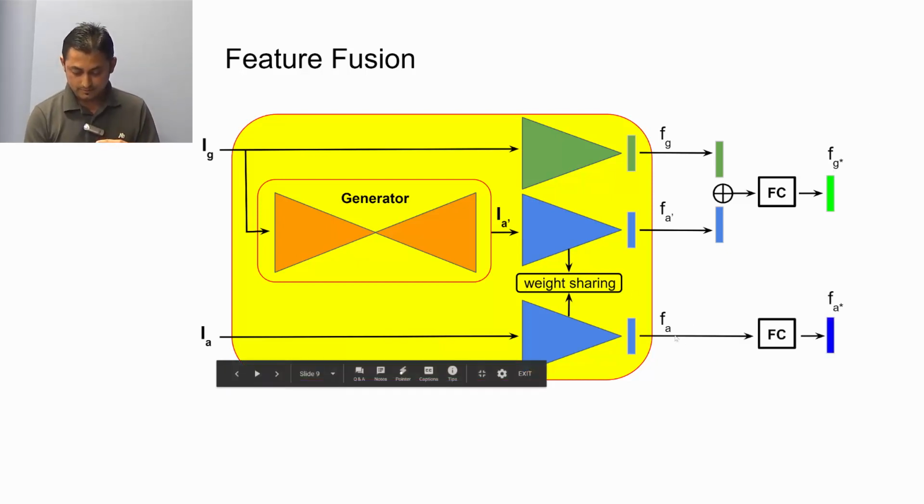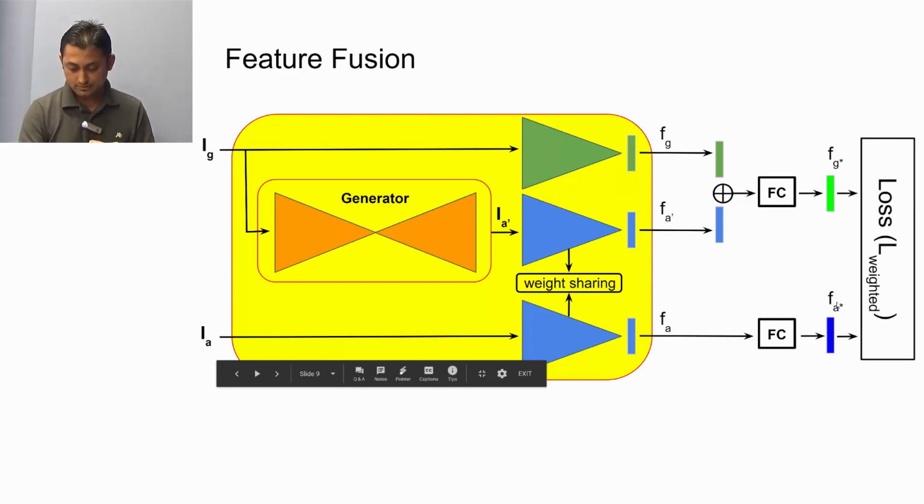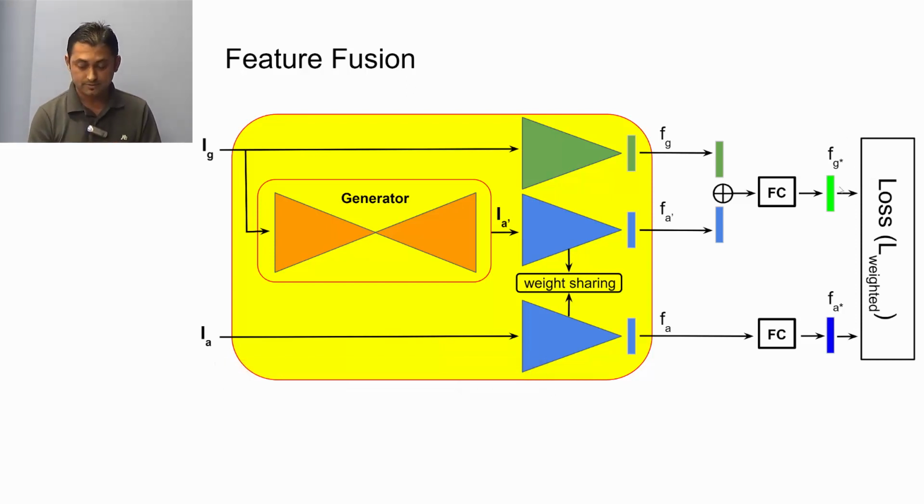Similarly, feature FA was optimized with respect to FA prime and FG, so we pass it through a fully connected layer to learn feature FA prime, and then we train this network to obtain the final features FG star and FA star for the input images IG and IA.